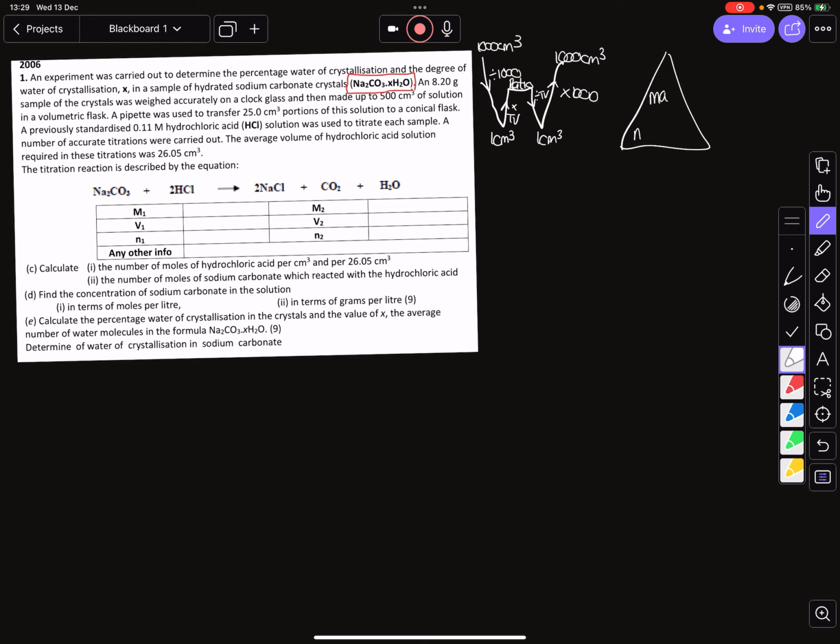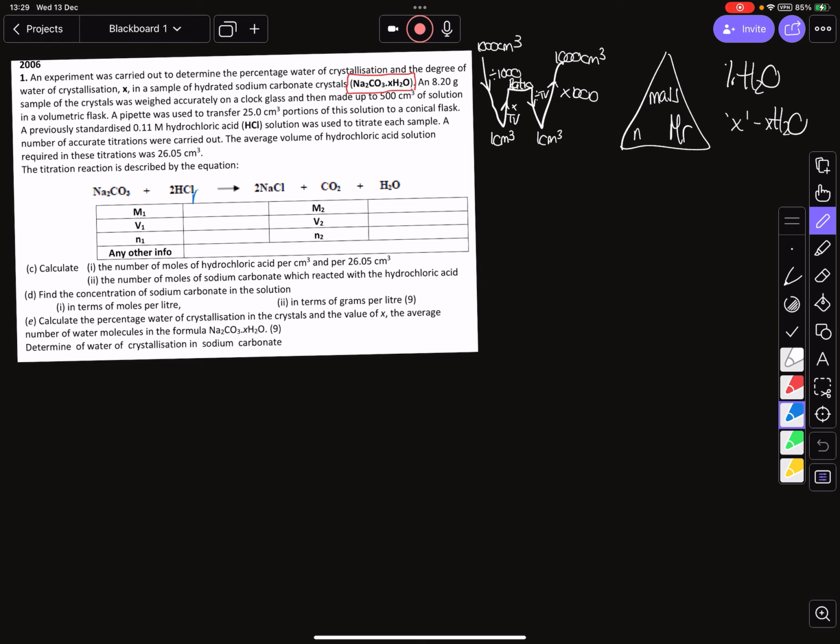We will be using our mass triangle to find our grams per litre. And in this question, because of the XH2O, we will have to calculate a percentage of water, and we will have to work out the value of X in the XH2O.